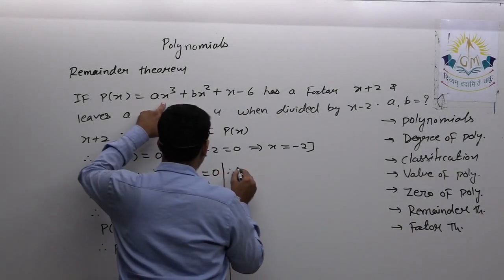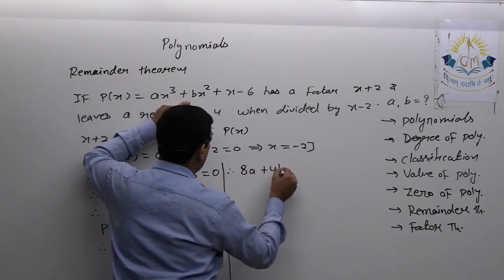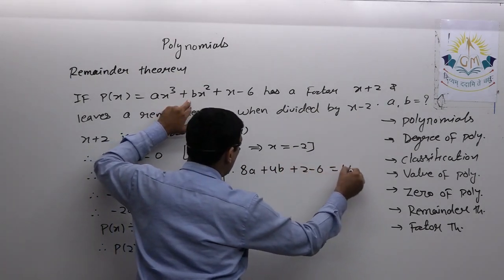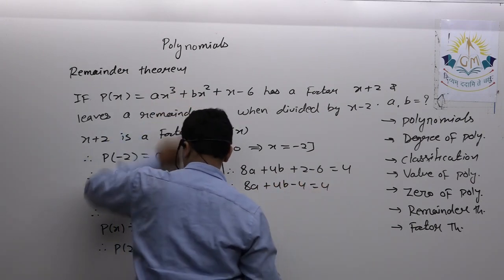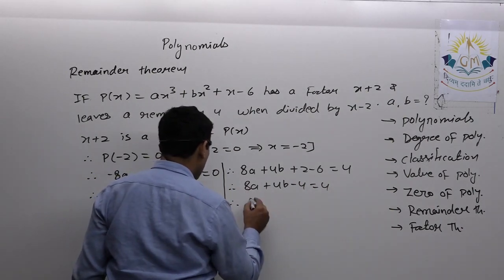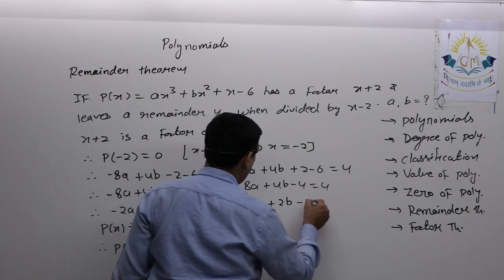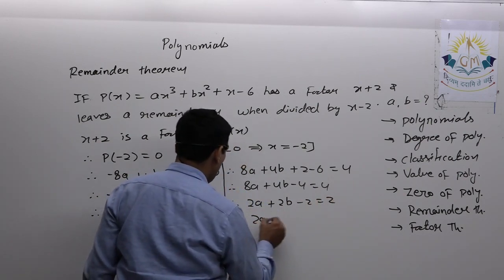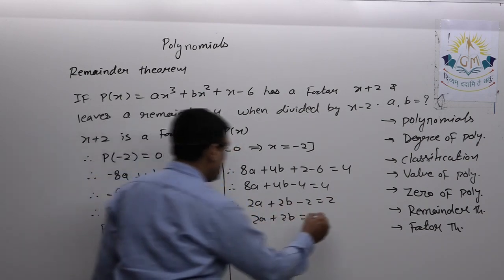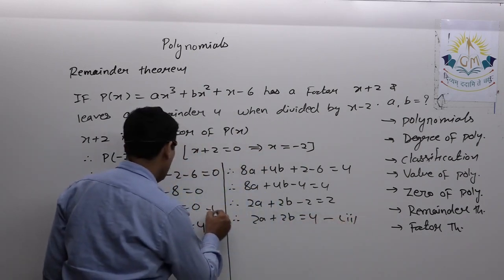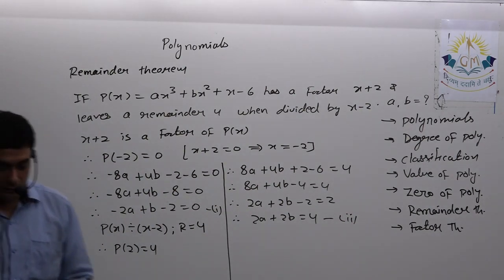Therefore, I can write 8a plus 4b plus 2 minus 6 is equal to 4. That is 8a plus 4b minus 4 is equal to 4. Now if I divide throughout by 2, so 2a plus 2b minus 2 is equal to 2, or 2a plus 2b is equal to 4. Okay, so these are the two equations, and by solving these two you will be able to get the values of a and b. So that is about the remainder theorem.